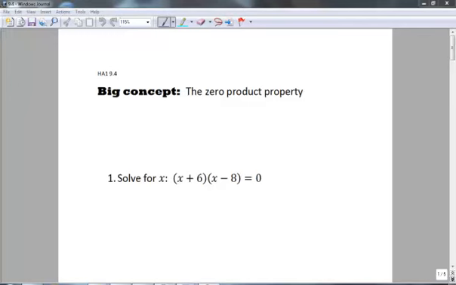This is the full class video for Honors Algebra 1, Section 9.4. Today's big concept is the zero product property. Let me illustrate the zero product property for you.